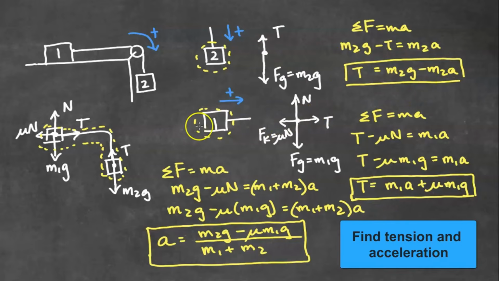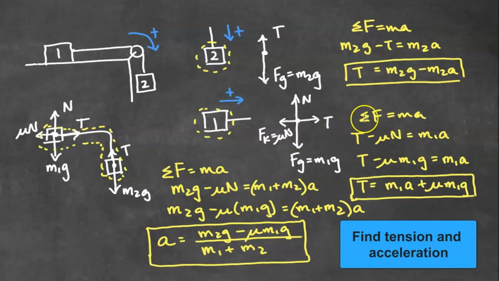Next, we have block 1, which is pulled to the right. We're going to make that our system, make right positive. The forces acting on block 1 are Fg, and we're going to call that M1g. Going up is going to be the normal force. Pushing to the right is the tension force. And to the left is the kinetic friction force, which is mu times the normal force. Notice that the tension force here and the tension force here are going to be equal. It's the same string, and the force throughout that string is going to be the same.